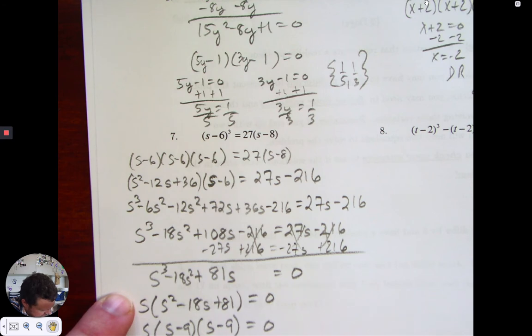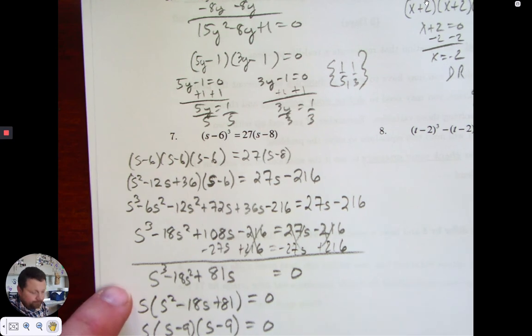So we're going to add 9 to both sides, and you get that s can equal 0 or s can equal 9, which is the double root. So again, our answer is 0, 9, which is the double root.